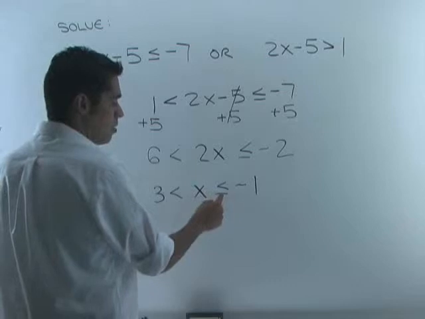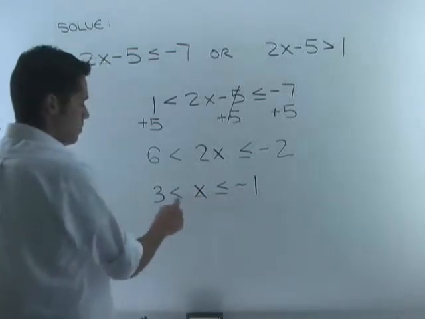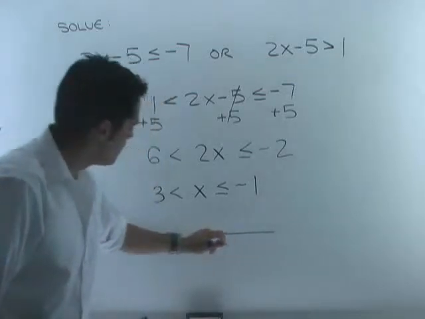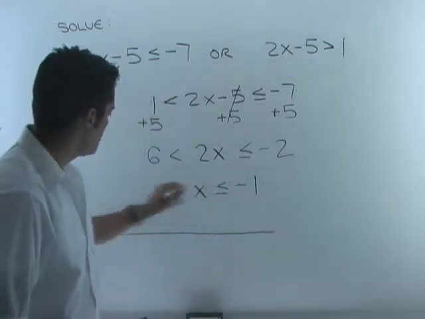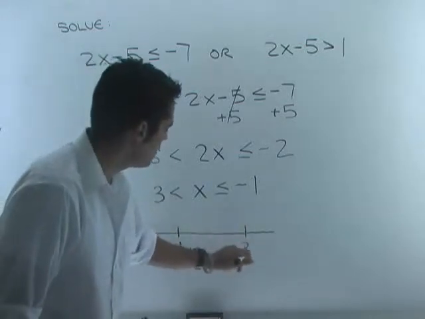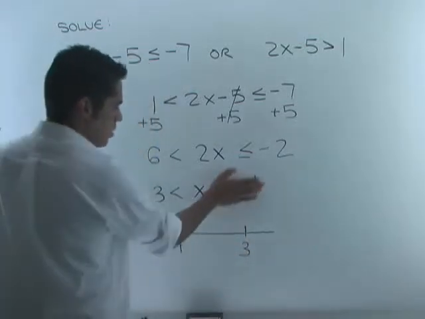Now what you'll notice here is that we have a little bit of a problem, because we're saying that x is smaller than a negative number and x is bigger than a positive number. So on a number line we have to be careful. If we put our two values here, let's put negative 1 because negative 1 appears here and 3 appears here.